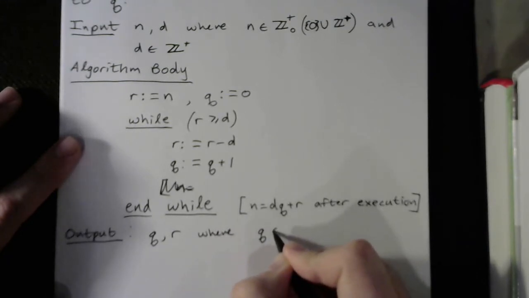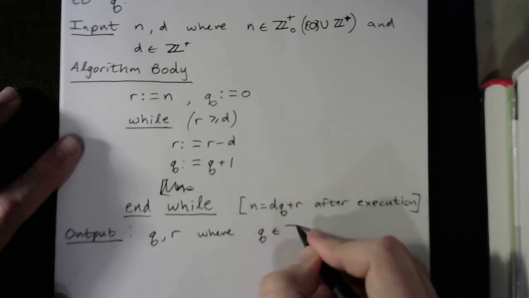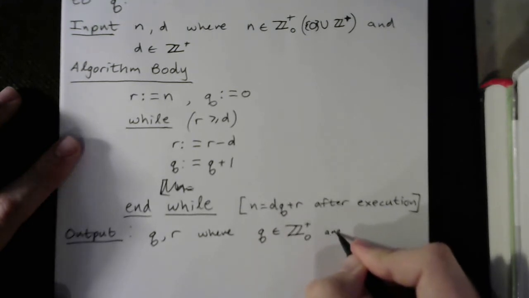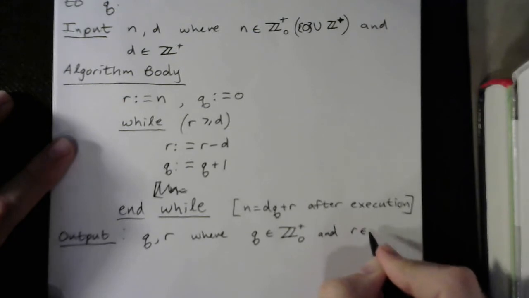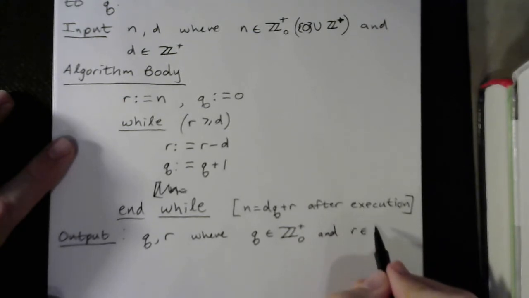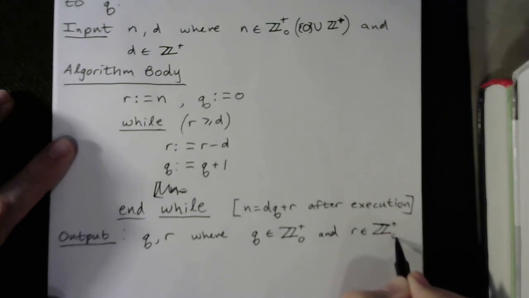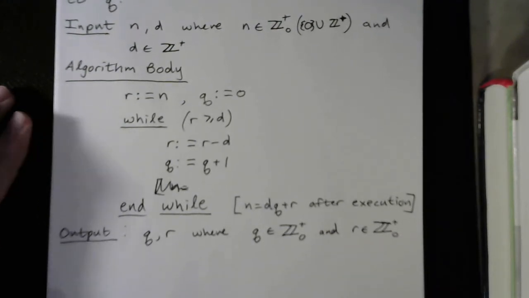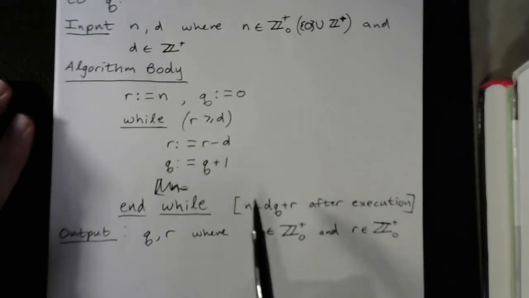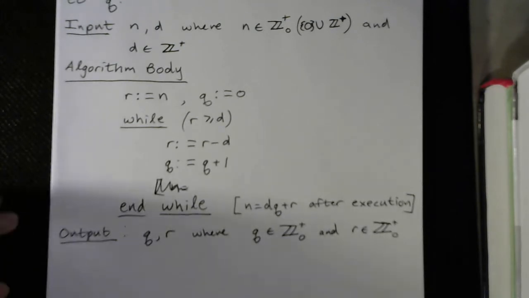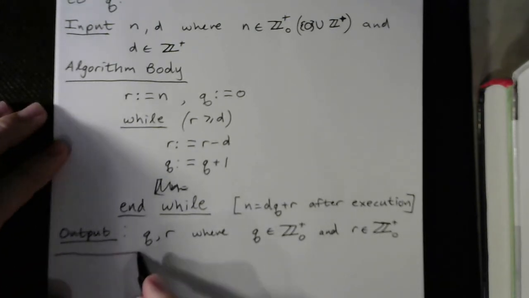where q is in Z positive with 0, and r is in Z positive with 0. Right? They're just non-negative integers. This part here, n equals dq plus r, that's just bringing in outside information that we know from the remainder theorem.